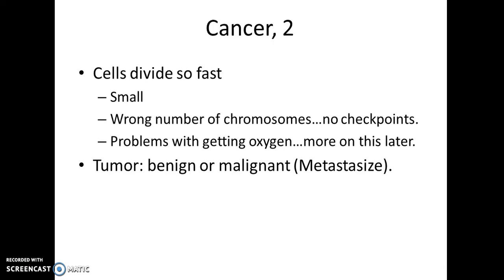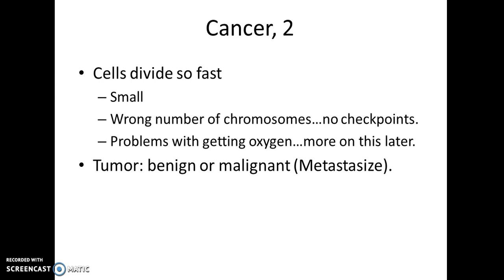In cancers, the cells divide very quickly. They are very small because they are not allowed to grow. There's a wrong number of chromosomes, so there are no checkpoints in some cancers. They divide so quickly that the chromosomes get pulled every which way, and oftentimes you will have problems with chromosomes, but it is not a problem for a cancer cell because they don't specialize. They're not specialized at all.